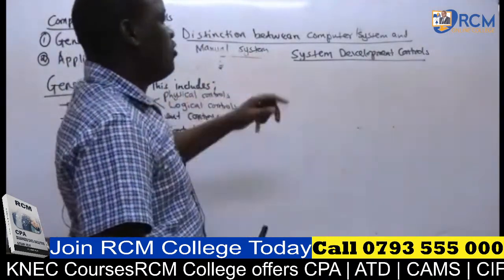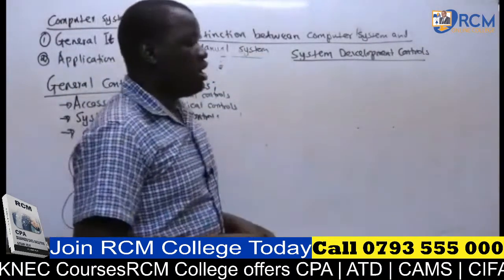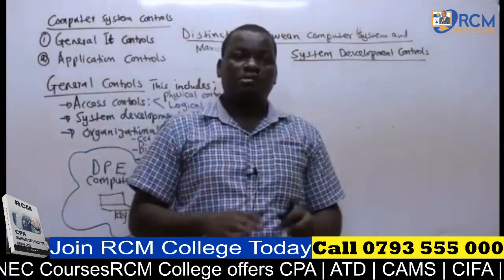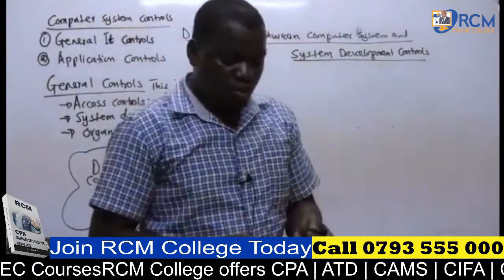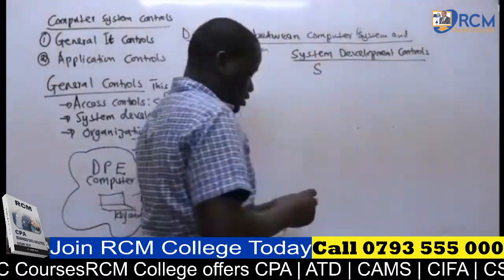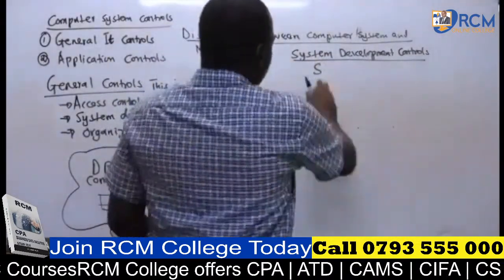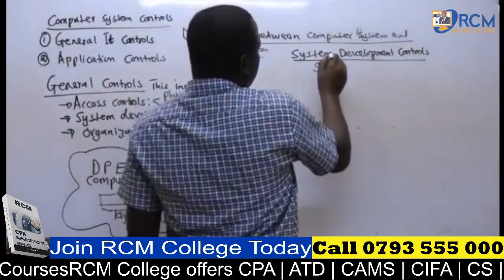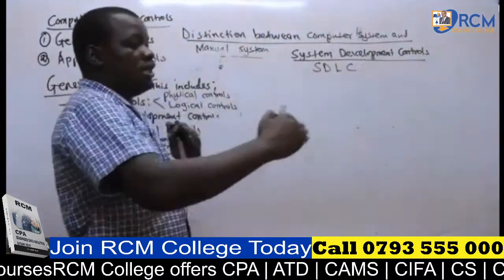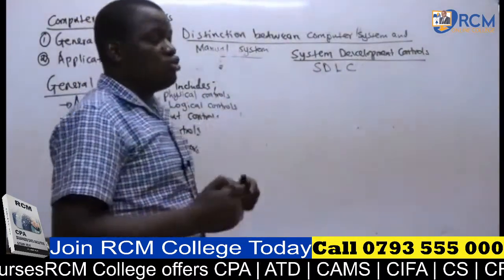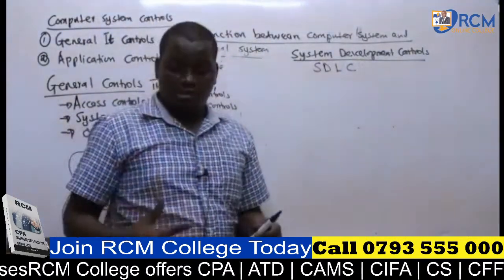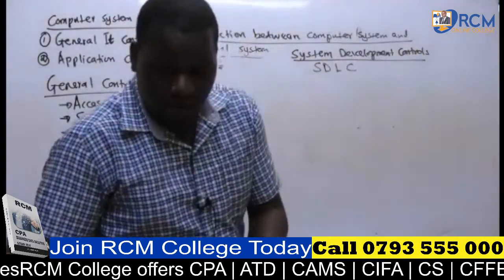So, the system development control. Systems are normally developed, and they go through a number of interrelated activities, which we refer to as the system development life cycle, the SDLC. A number of stages form the interrelated activities which go into developing and delivering an information system, a computer system, or a program for the company.